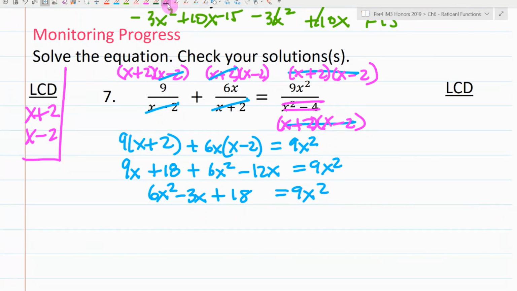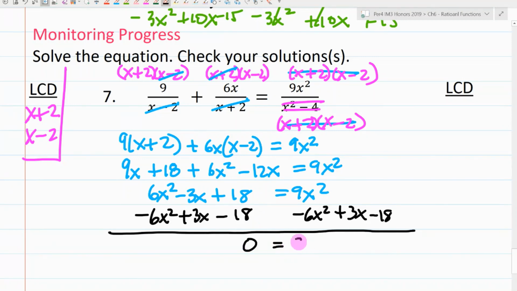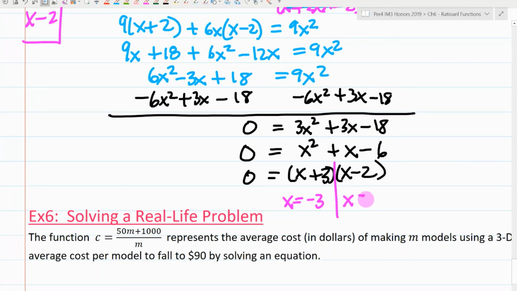We're going to set this equal to 0. We need the x squared to be positive, so we're going to subtract everything over to this side. Add 3x, subtract 18. This side, I get 0. 3x squared plus 3x minus 18. Divide everything by 3. And then factor. And solve for x. X equals negative 3, x equals 2.